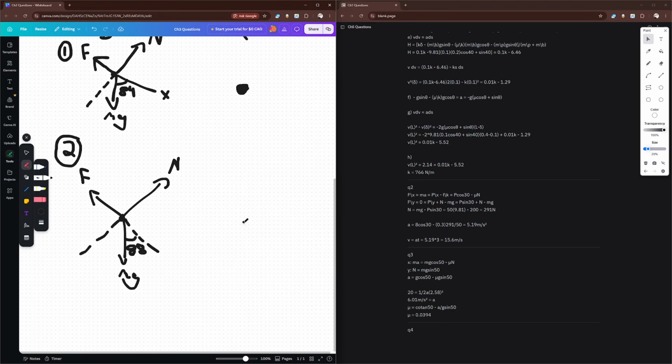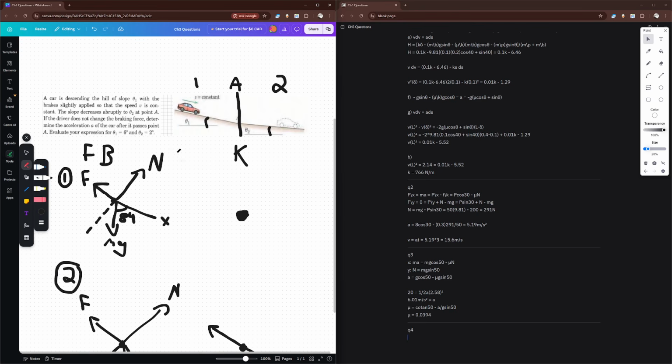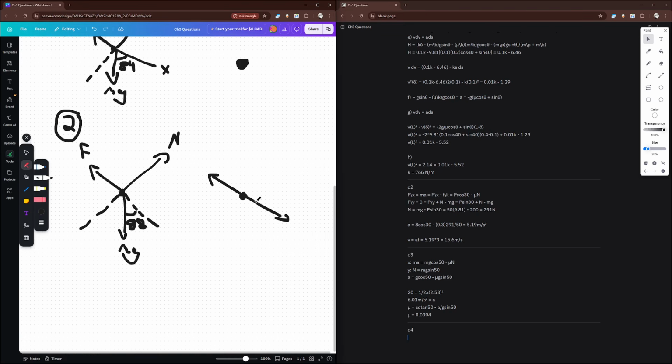Now for our kinetic diagram, we need to determine acceleration. So what does that mean in terms of acceleration? Well, we could have an acceleration this way, or we can have an acceleration this way. Determine the acceleration A. So these are the two directions we could have an acceleration. If it's negative, then that means this is correct. And if it's positive, that means this is correct. So let us calculate.